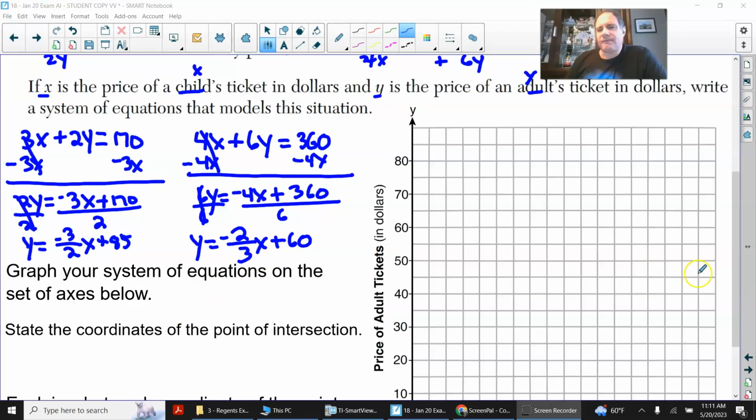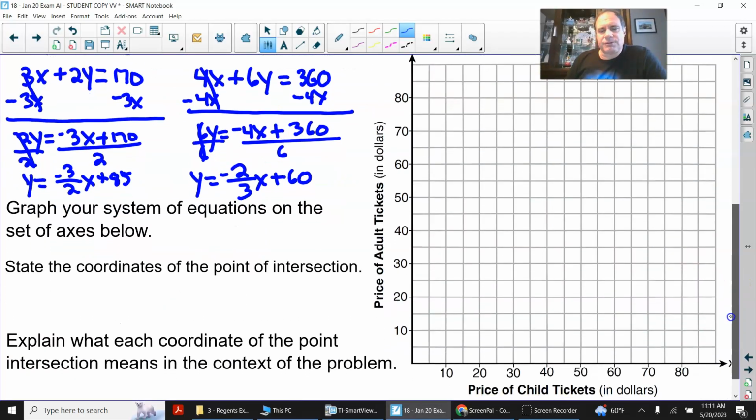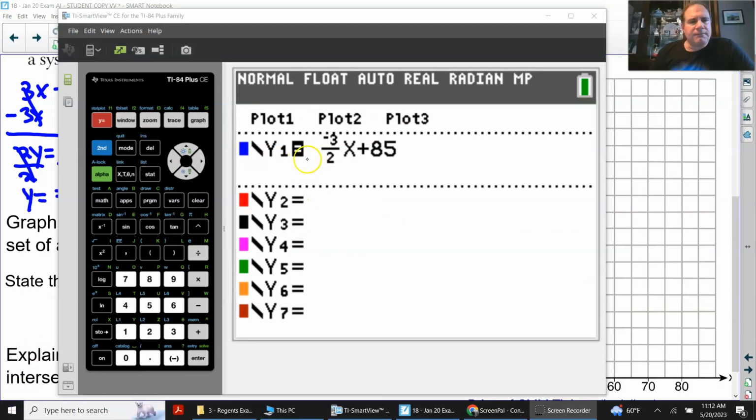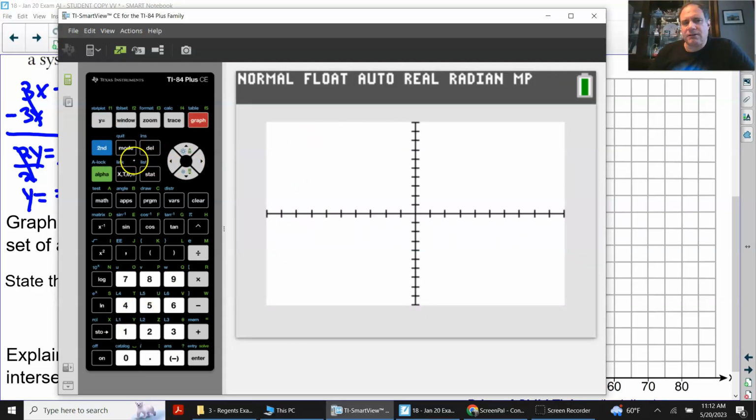And now we have to graph both of those, and so we're going to put those into the calculator and go separately, one at a time, just to make sure that I don't mess up. So you could see I have my first equation in there, and then when I go to press graph, I don't see anything on the graph.